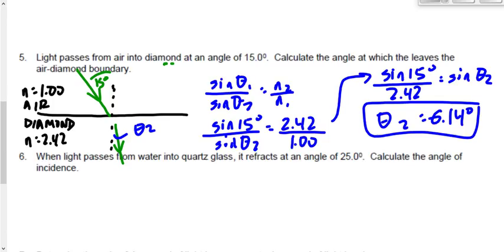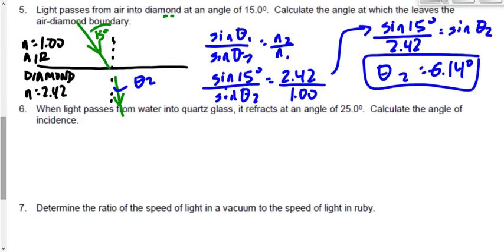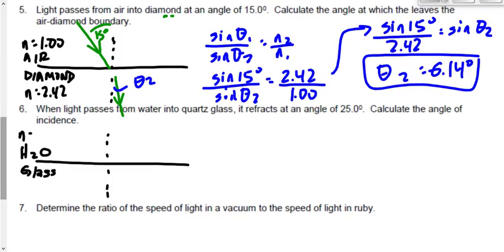Yeah. All right. Number 6 says when light passes from water into quartz glass, it refracts at an angle of 25 degrees. What's the angle of incidence? Let's draw it out here. There's my normal line, always drawn at 90 degrees. This is my water, and this is my quartz glass. I remember the index of refraction of water is 1.33.